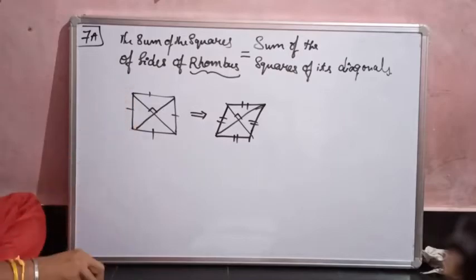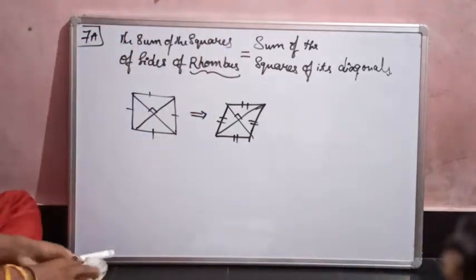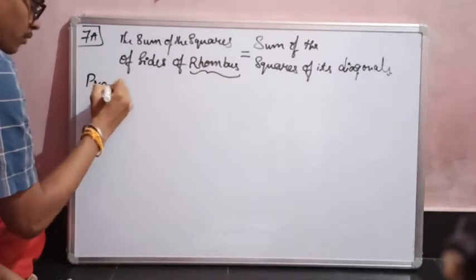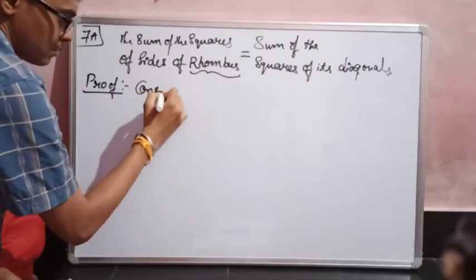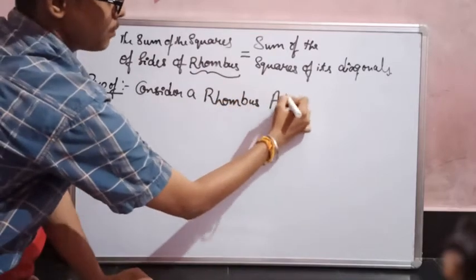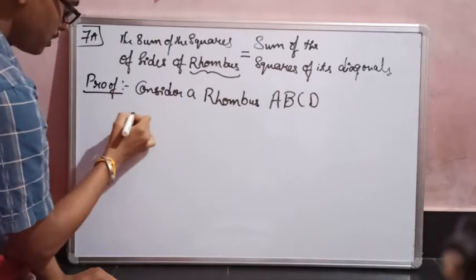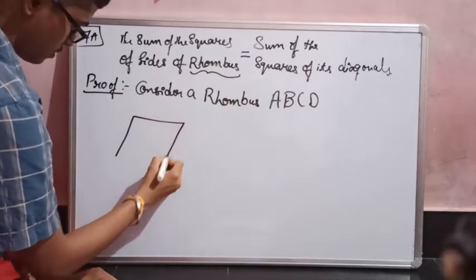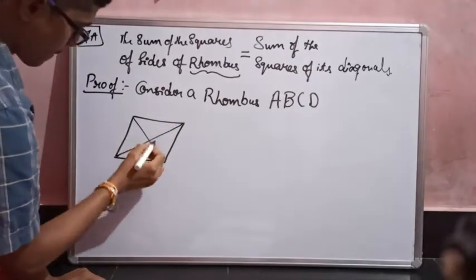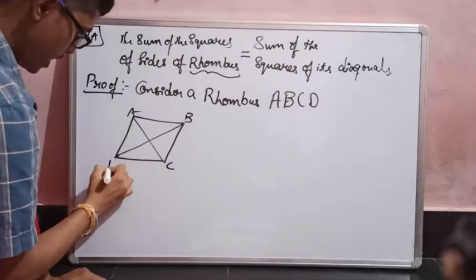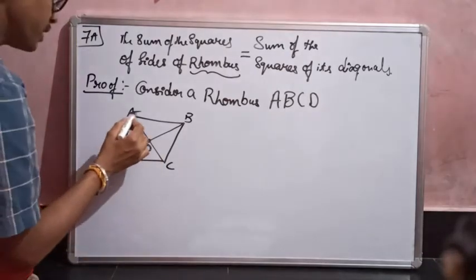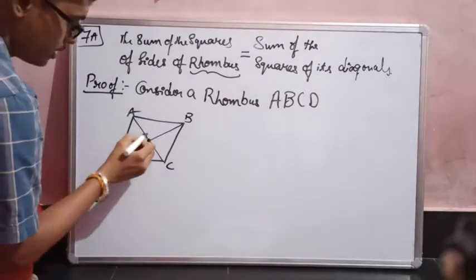Let me prove this statement. Let me first consider a rhombus. Proof: consider a rhombus ABCD. This is the point where the two diagonals intersect. AC and BD are the diagonals intersecting at point O, and this angle will be 90 degrees.